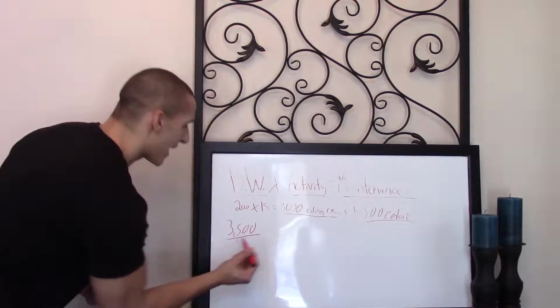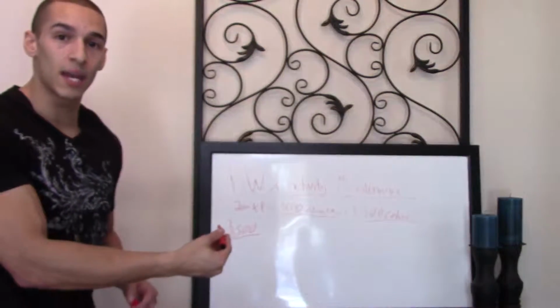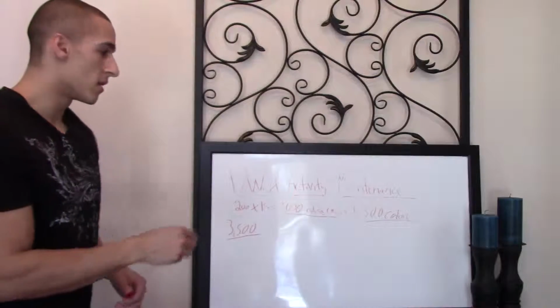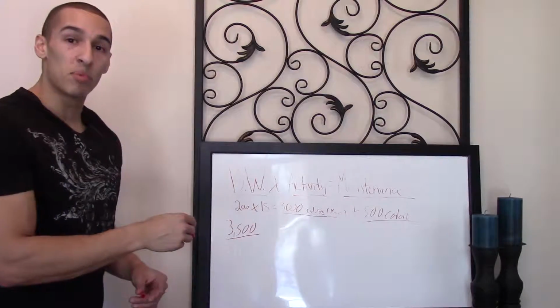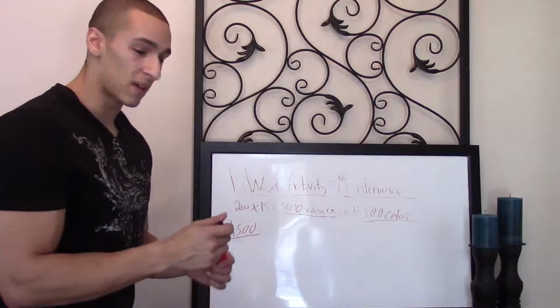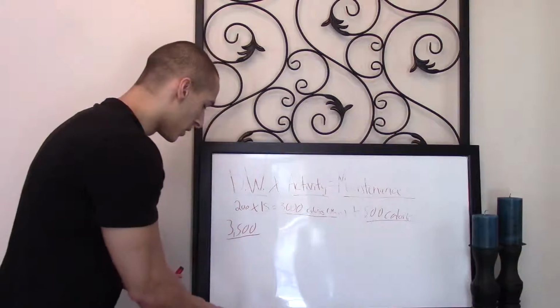where 40% of 3,500 calories, or whatever your daily caloric intake is going to be, is proteins, 40% is going to be carbohydrates, and the other 20% is going to be fat. So let's do the numbers.